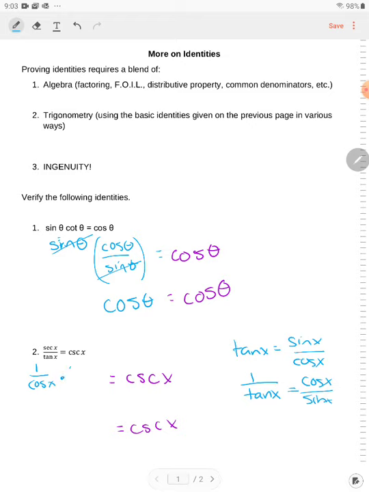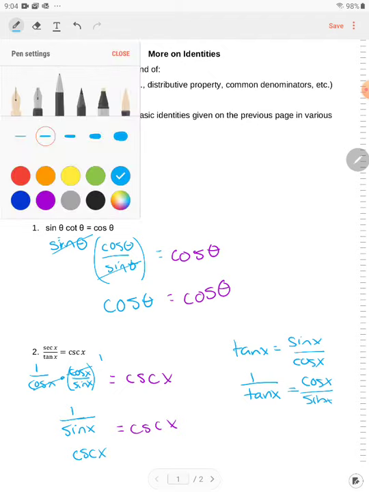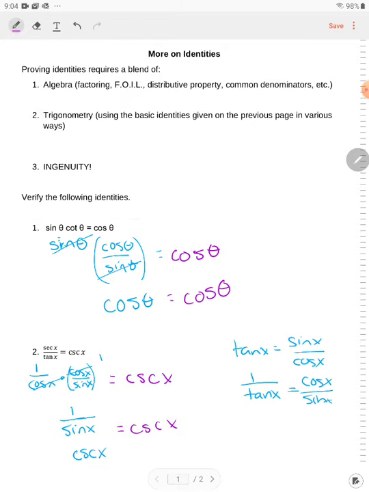So I'm going to say times cosine over sine. And again, just like number one, the cosines divide. That's 1. So 1 divided by sine, and if you recall, 1 divided by sine is cosecant. So we have just shown that secant of x divided by tangent of x is equal to cosecant of x.